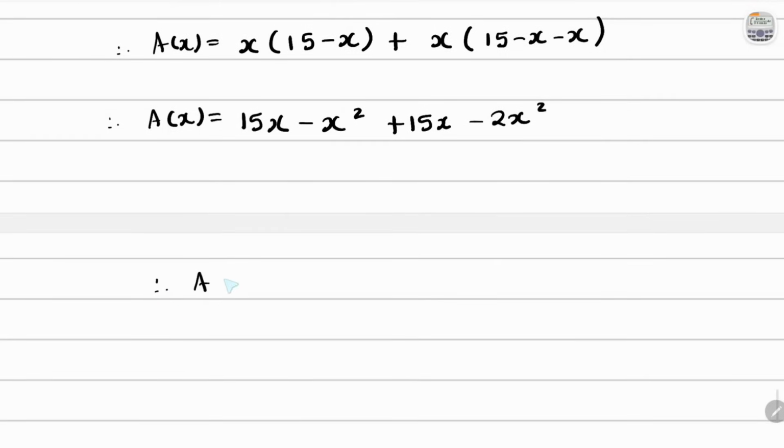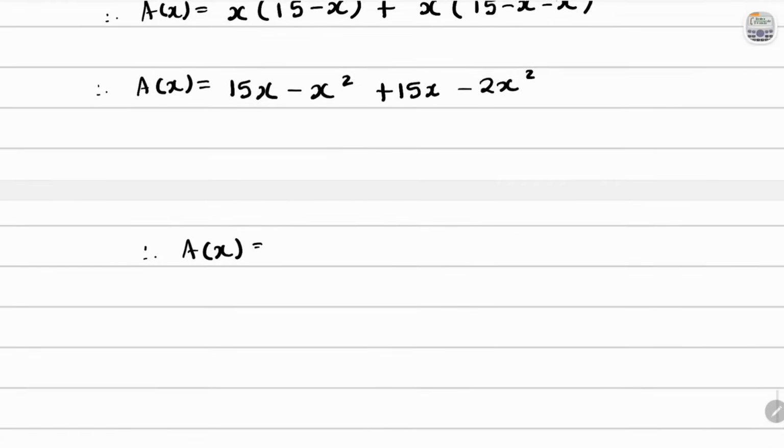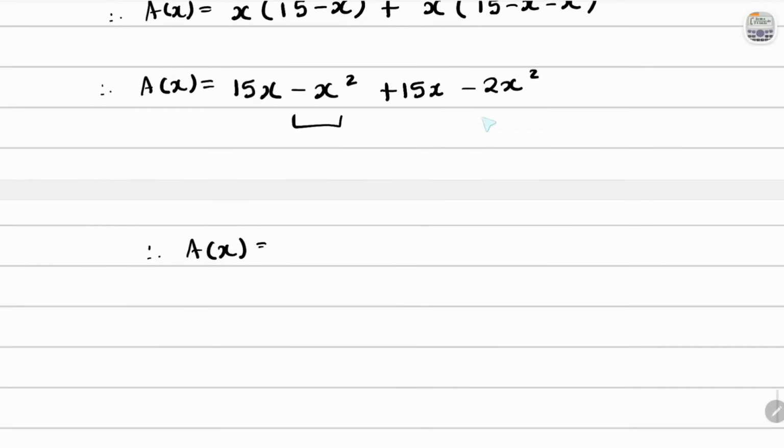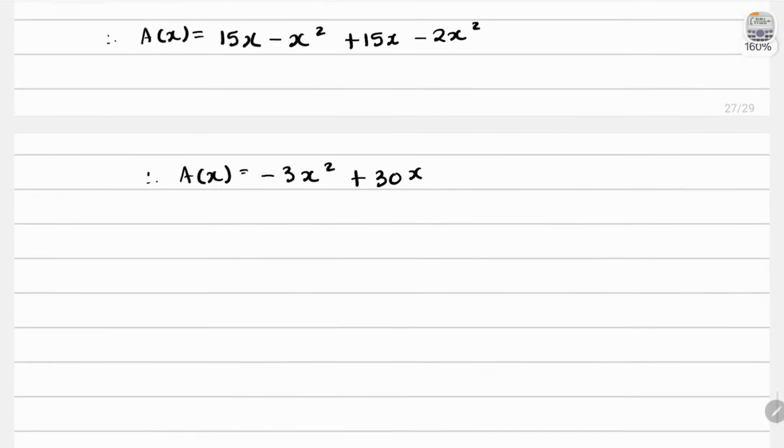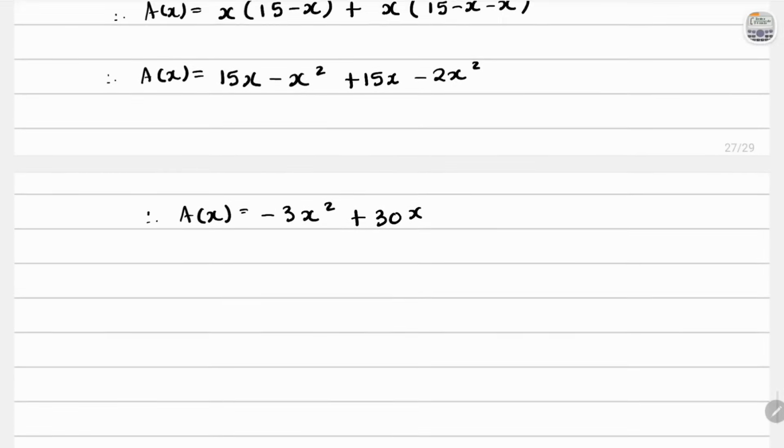And we can just finally simplify this. So A of x is equal to, like terms together, and those are x squared, so that's negative 3x squared. And then we have these two will add, so there's simply just 30x. Okay, so now we're at this point where we can finally solve for x and y.